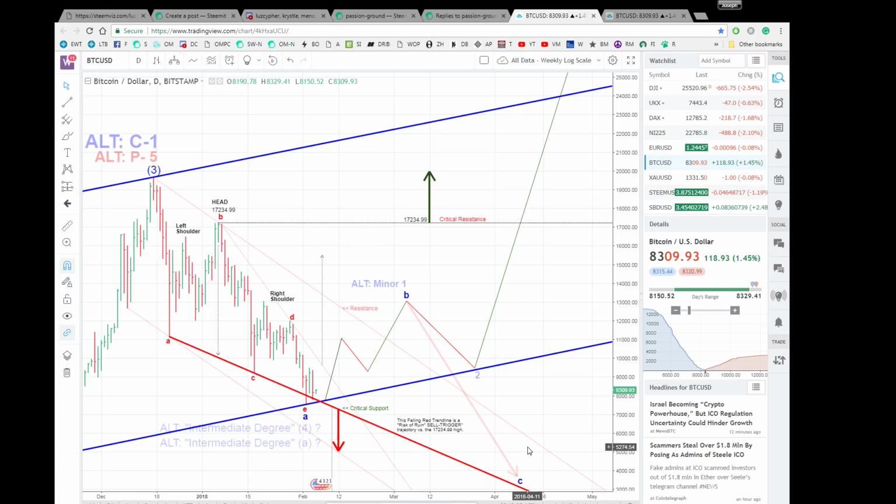I'm going to be making another video shortly on some of these price patterns I've seen, the various price targets, and the critical resistance and support levels that are there. But here we're still on the Elliott wave pattern.